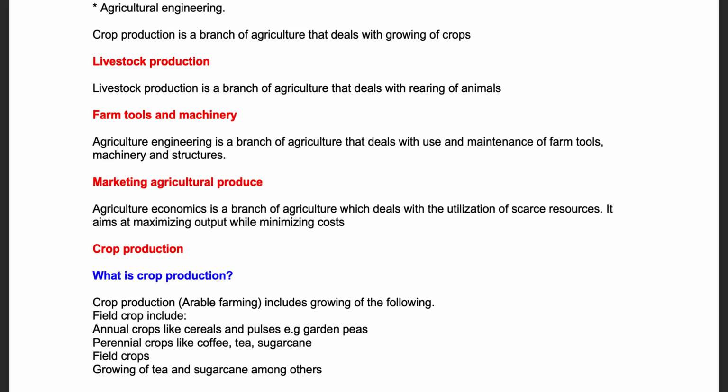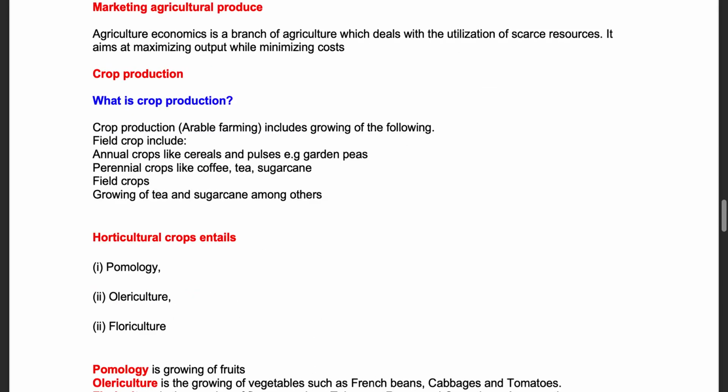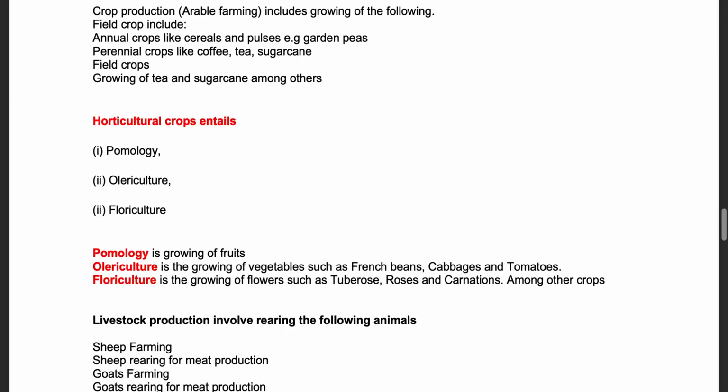Crop production. What is crop production? Crop production, or arable farming, includes growing of the following. Field crops include annual crops like cereals and pulses, e.g. garden peas. Perennial crops like coffee, tea, sugarcane. Field crops include growing of tea and sugarcane among others.